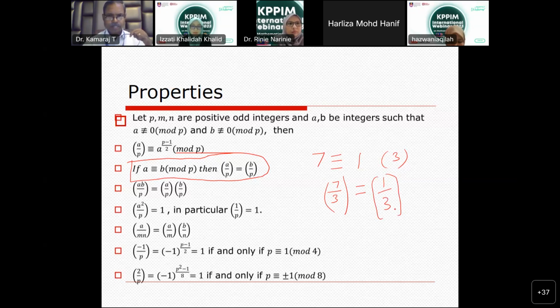So that means we can discuss this Jacobi symbol only for those numerators which are lesser than the denominators. So this result clearly says we can work on the Jacobi symbol only for numerators which are lesser than the denominator. And some of the results: the Jacobi symbol of AB by P will be equal to the Jacobi symbol of A by P times the Jacobi symbol of B by P. So like this we have.